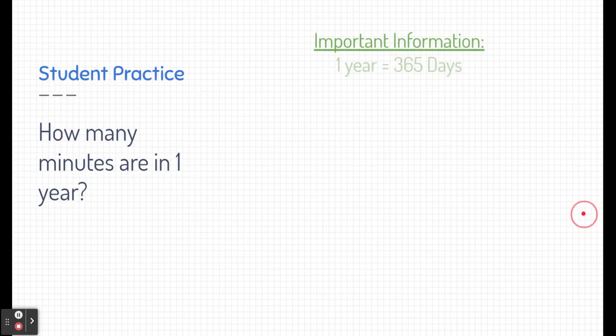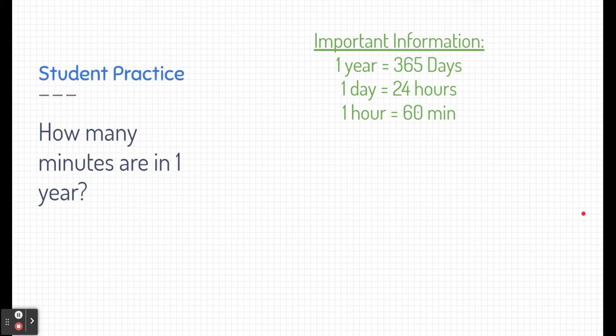All right, let's go ahead and see if we can solve this problem together. First, we probably need some important information. Namely, we know that 1 year is 365 days, 1 day is 24 hours, and 1 hour is equal to 60 minutes. This is important to help us solve our problem. This is how I would do it.